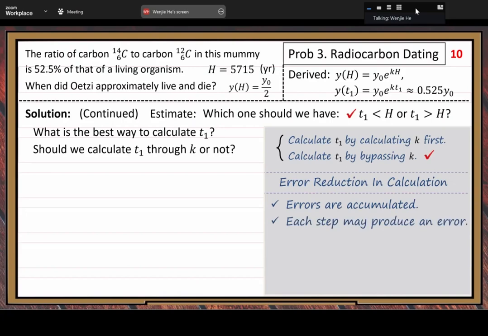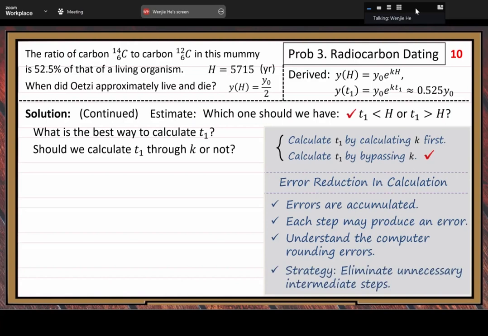That's the idea. When we use a computer to do the calculation, the computer has rounding errors. The computer has a finite number of digits, right? So every step, you have some error. So not very accurate. Each step, there is an error. You cannot avoid it. So our strategy is to eliminate unnecessary intermediate steps to avoid certain errors.